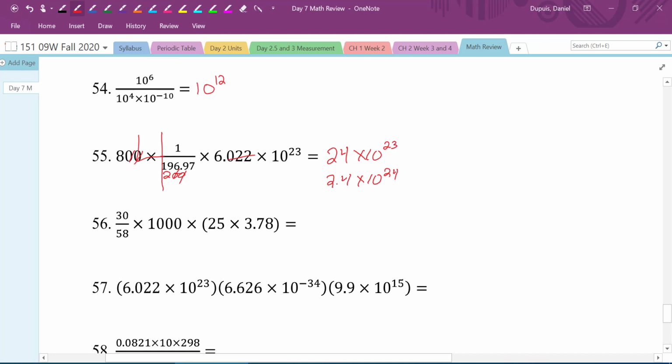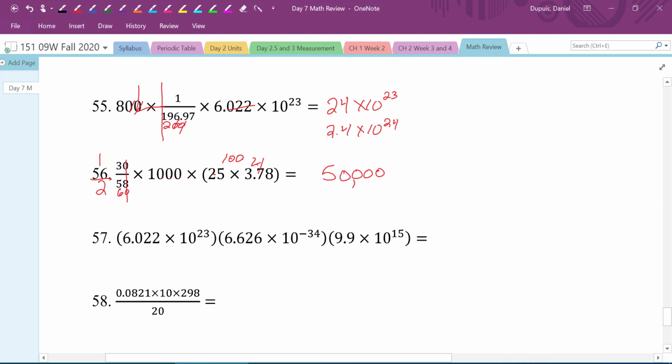So look at this first one. This is 30 over 58, which is really close to 30 over 60. And 30 over 60 is 3 over 6, or 1/2. 25 is really close to 4. What's 25 times 4? 100. So I have 100 times 5 zeros, but then I'm going to divide it by 2. So 1/2 is 0.5. So I have 4 zeros, I would think. 50,000.